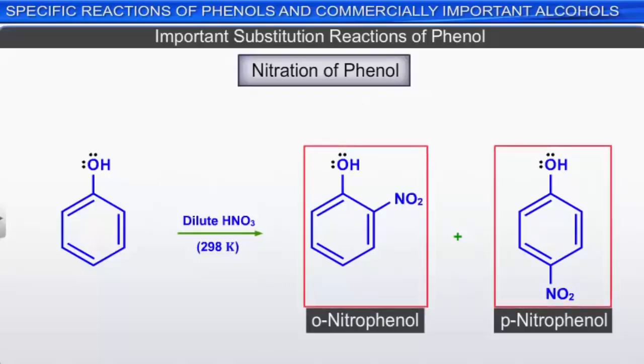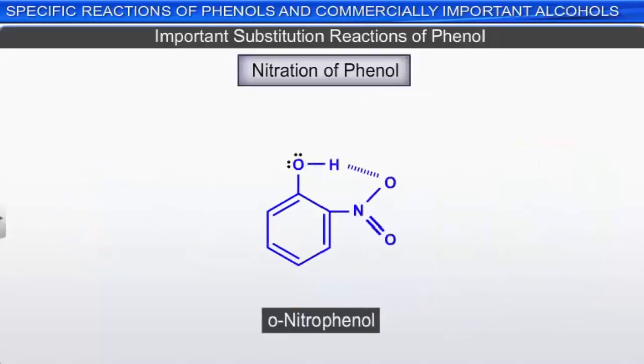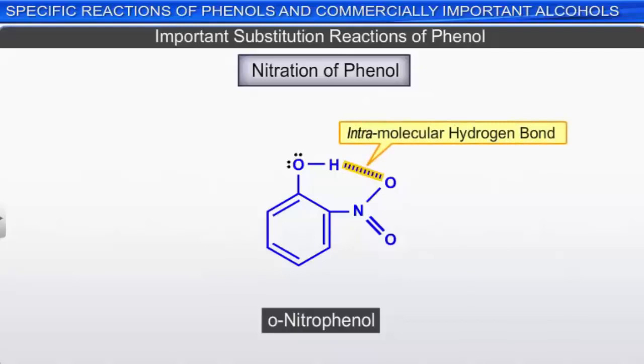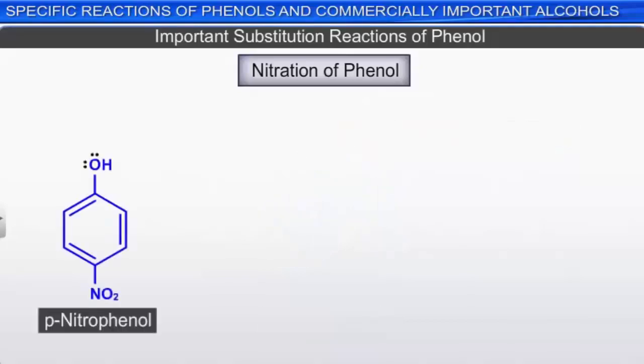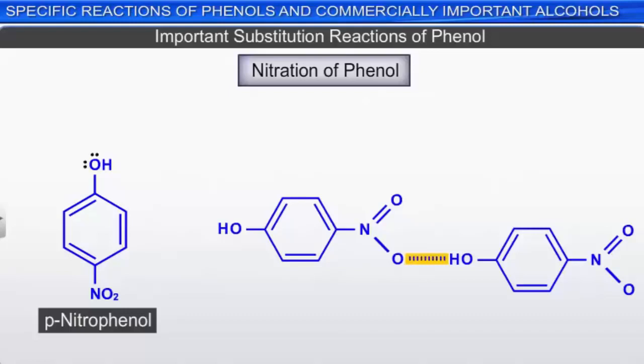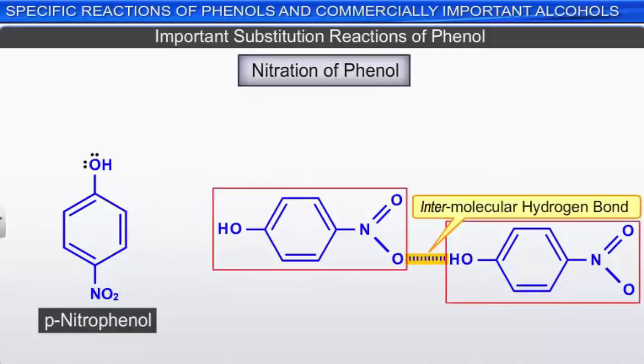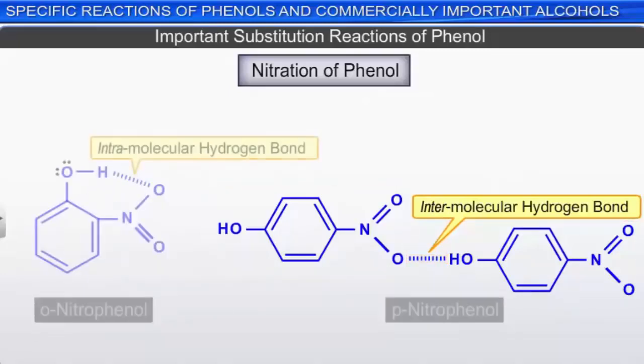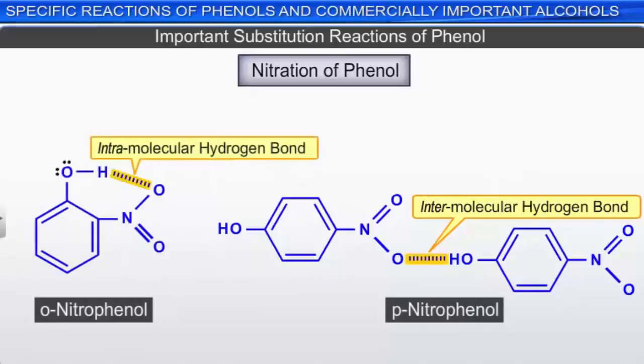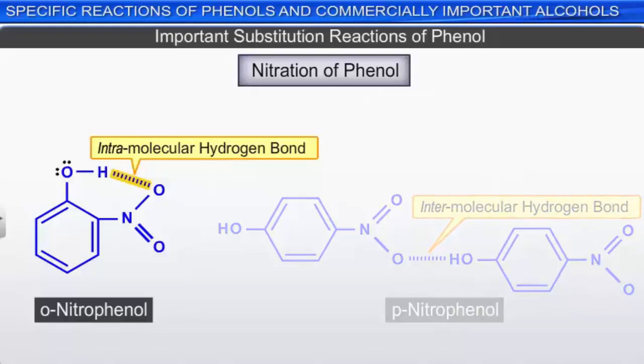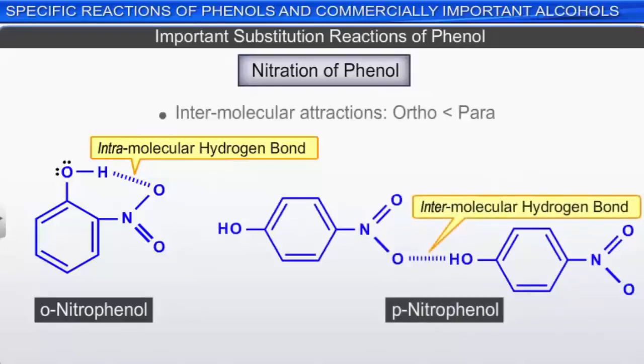As the illustration shows, ortho-nitrophenol can participate in intramolecular hydrogen bonds. The para isomer can participate in hydrogen bonds between molecules. The intermolecular hydrogen bonds hold the para-nitrophenol molecules together. The different hydrogen bond arrangements have important effects on the physical properties. Since the ortho isomer has only intramolecular hydrogen bonding, it has weaker intermolecular attractions than the para isomer, with its intermolecular hydrogen bonds.